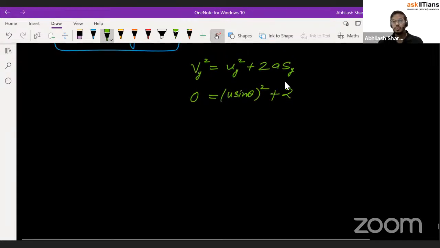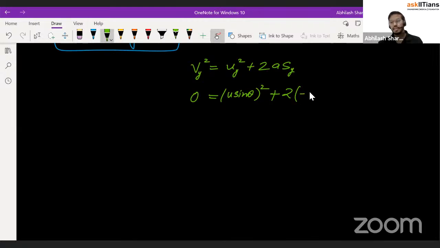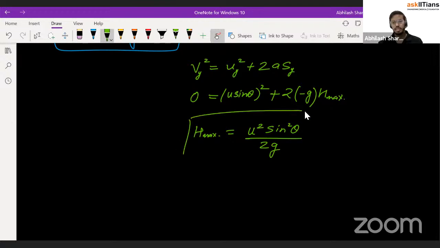plus 2a. Acceleration along y is negative, remember? Downward gravity. And the displacement that has happened along y is Hmax. It rises to a height of Hmax. And so from here, you can see what is Hmax coming. u square sine square theta by 2g. That's the Hmax.